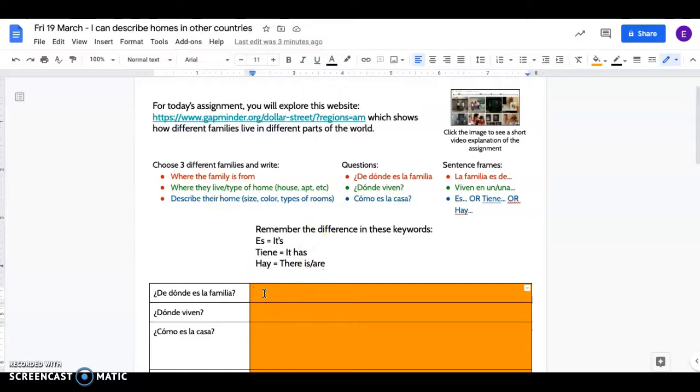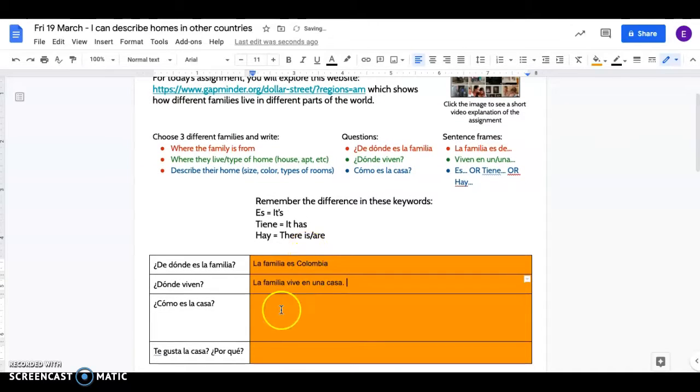So we're going to say La familia es de Colombia, and they live in a house. La familia, so we can use these sentence frames. Vive en una casa. ¿Cómo es la casa? La casa. I'm going to do the size. Es pequeña.